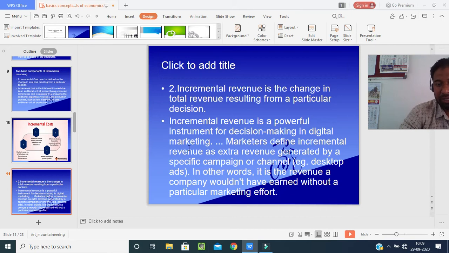Another one, incremental revenue is a powerful instrument for decision making in digital marketing. The things that take place in digital marketing will be helpful for making a profit. Marketers define incremental revenue as extra revenue. They are saying that incremental revenue is extra revenue or extra profit or a source of income generated by a specific campaign or channel. In other words, it is the revenue a company wouldn't have earned without a particular marketing effort.